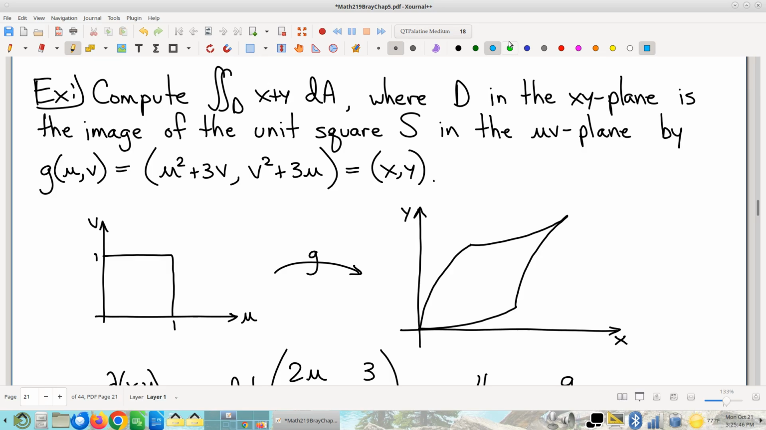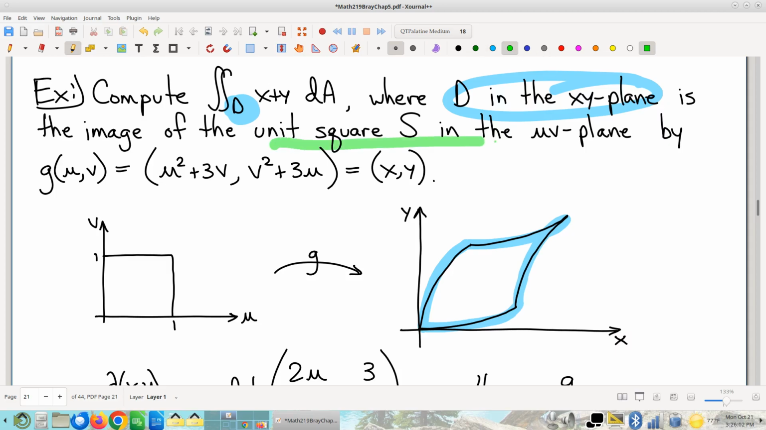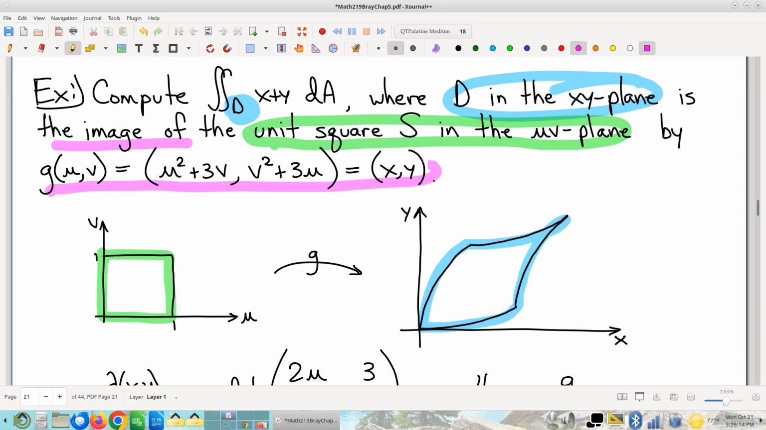Okay, so we're doing an integral on some domain in the xy plane. That claim ends up looking like this. Specifically, what is that domain? Well, it's the image of the unit square in the UV plane. Here's the unit square in the UV plane. And specifically, being the image, it's the image by way of a function which I'm giving you. I'm giving you this change of variables function g. And the blue is the image of the green.